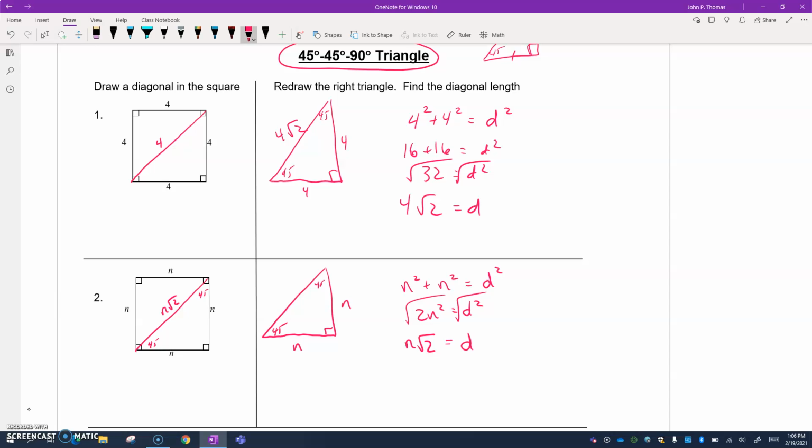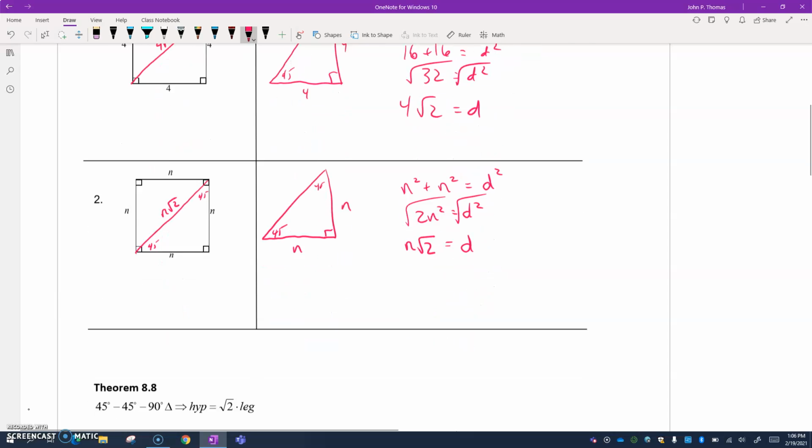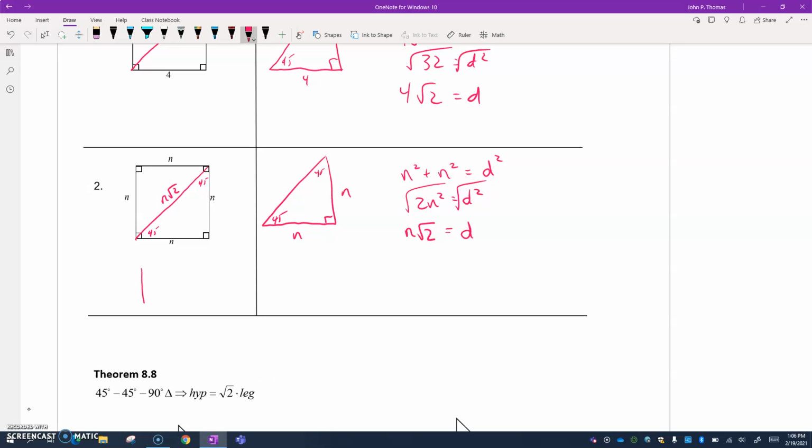The side length was 4, and the diagonal was 4 root 2. So what this allows me to do is generalize and say, if I had a square with a side length of 10, that's my n value, so this diagonal is 10 root 2. That's the process we're going to use with these special right triangles to work through: we're going to use patterns.